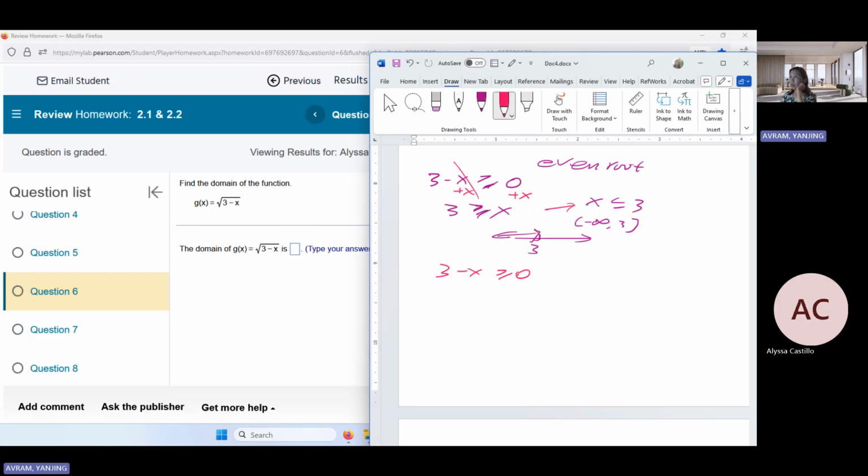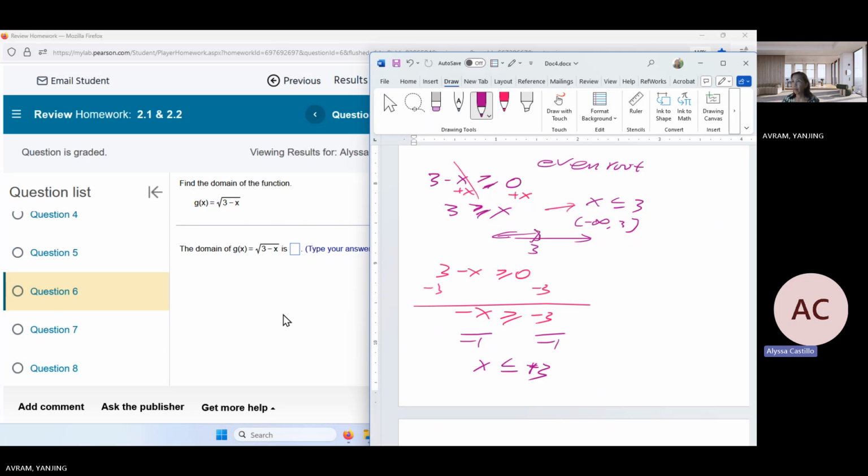Because look at it, if you want to subtract 3, now you have negative x greater than or equal to negative 3. Now you have to divide by negative 1 in order to get a positive x. But if you divide by a negative number, you have to change the inequality sign. Okay, so I see. So it's more steps doing it that way. Yeah, much more steps than the other one.